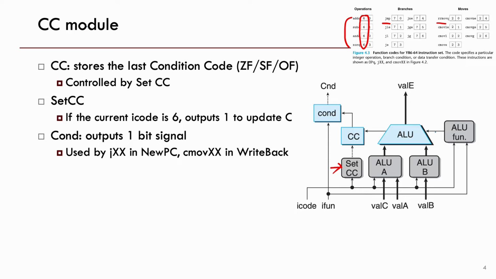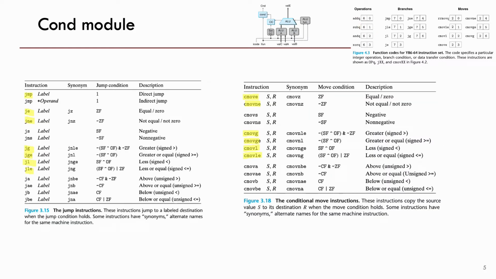Then this condition code is going to the cond module, and this cond module will output a 1-bit signal, and this signal will be used by the jump instruction in the PC update stage and the conditional move instruction in the write back stage. So let's take a look at the condition module in more detail. It takes iFun and CC as input, and it generates a 1-bit signal as output.